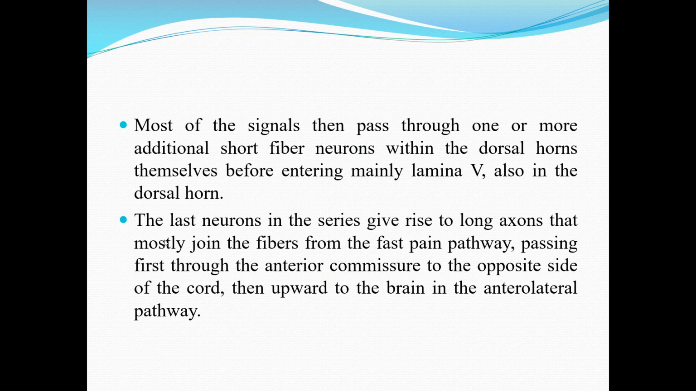Most of the signals then pass through one or more additional short fiber neurons within the dorsal horn before they enter mainly lamina 5. And the last neuron in the series gives rise to long axons that mostly join the fibers from the fast pain pathway, passing first through the anterior commissure to the opposite side, then upward to the brain in the anterolateral pathway.